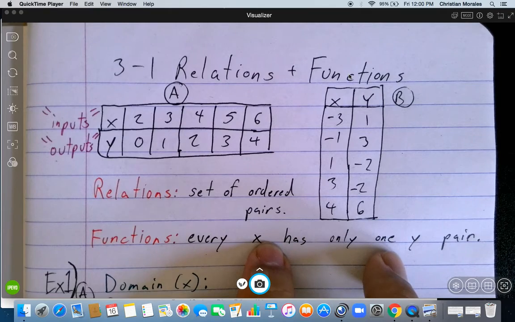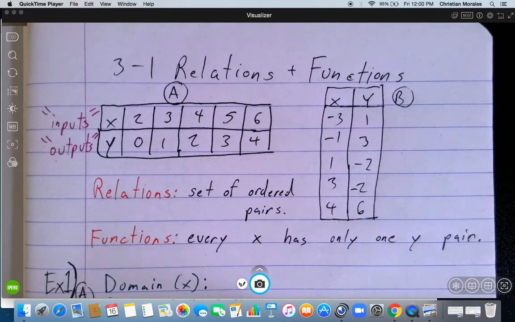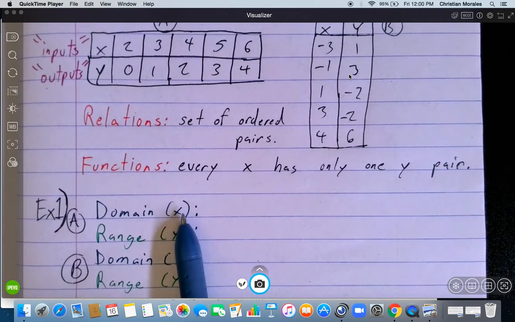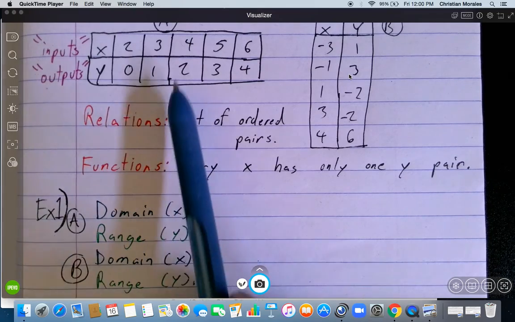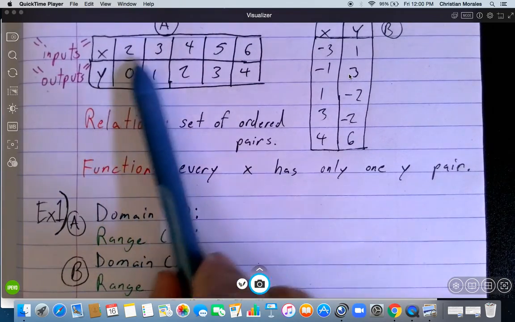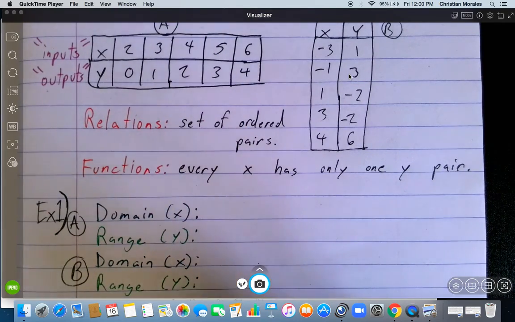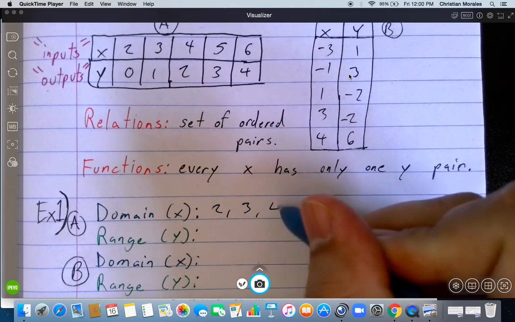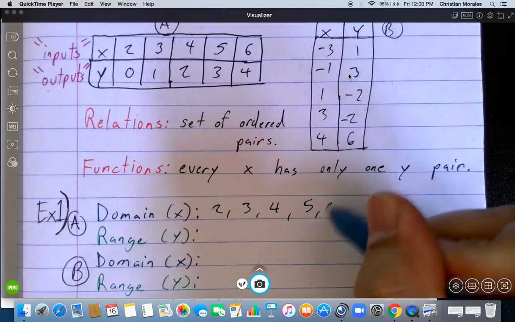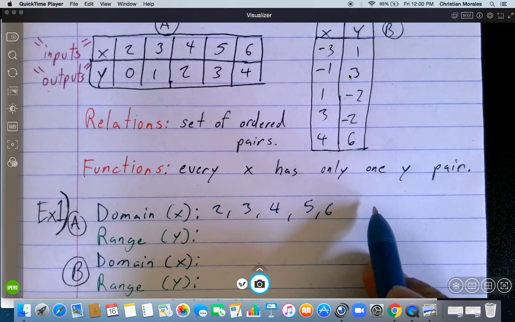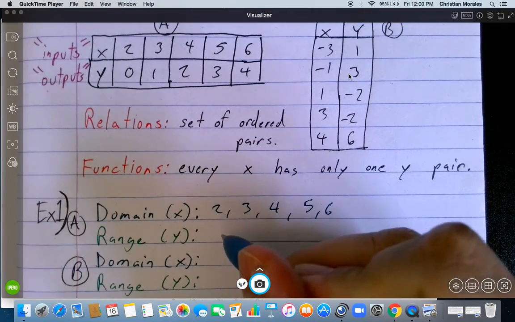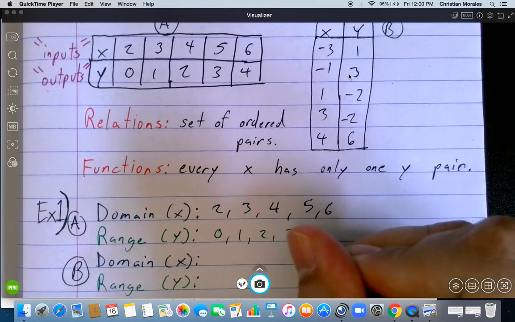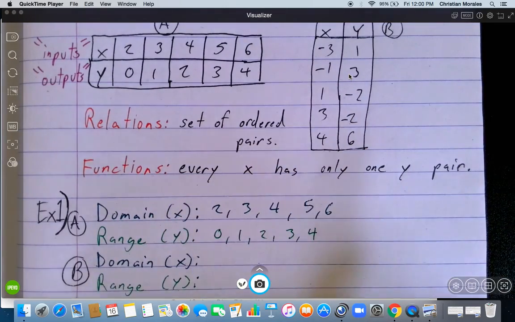Okay, so let's start with the first question, example number 1, which is domain and range. Domains are the x values and range are the y values. So for letter A right here, the domain for this relation would be 2, 3, 4, 5, and 6. That would be my domain. The range would be the y values. So 0, 1, 2, 3, and 4, and that's domain and range.